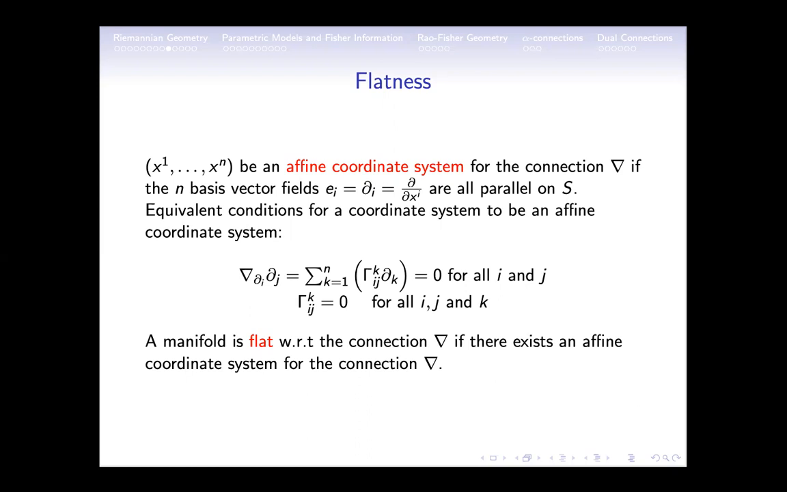But another thing to note here is that flatness of a manifold depends on the connection. It's not a complete geometric property of the manifold. It depends on what connection we're working with. In general Riemannian geometry, we work with the Levi-Civita connection, which is a compatible and symmetric connection with respect to the Riemannian metric G. But in our case, we won't be.